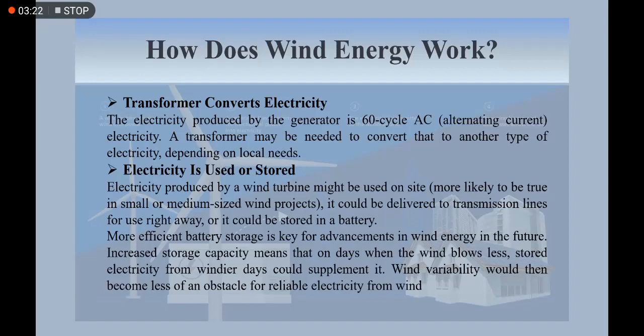The next step is in which the mechanical energy is converted into electricity. The electricity produced by the generator is 60 cycles AC current, which means alternating current electricity can be produced. A transformer may be needed to convert that to another type of electricity depending on the local needs.